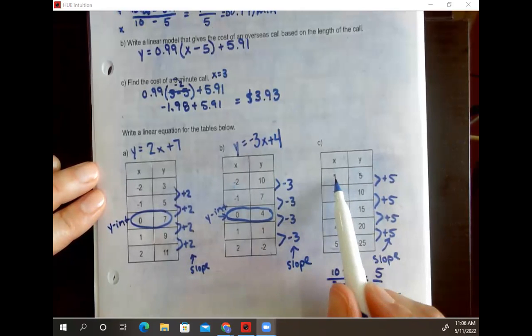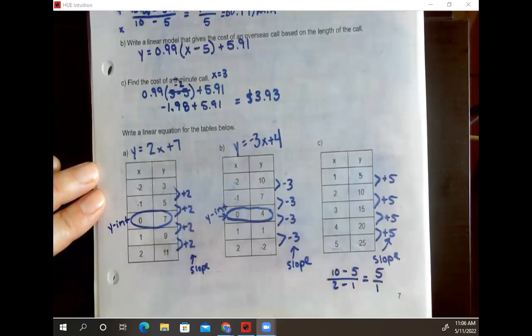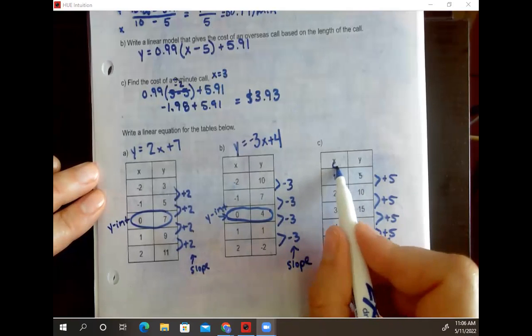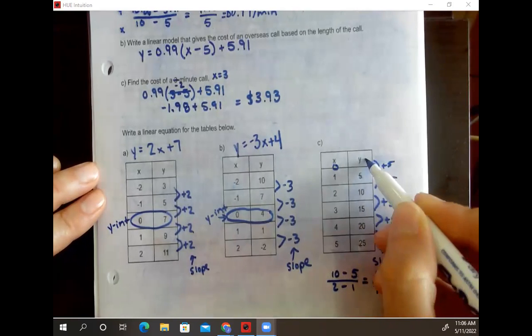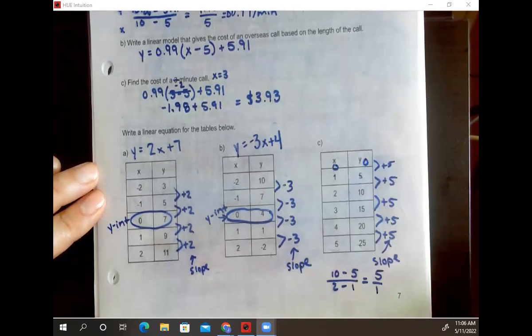We start when x is 1 and keep increasing. So I don't have x as 0 as a value in my table. If you were really stuck on writing slope-intercept form, you could say, well, it would be the point right before this. So what plus 5 would give me 5? Well, that would be 0. So you could find it that way.